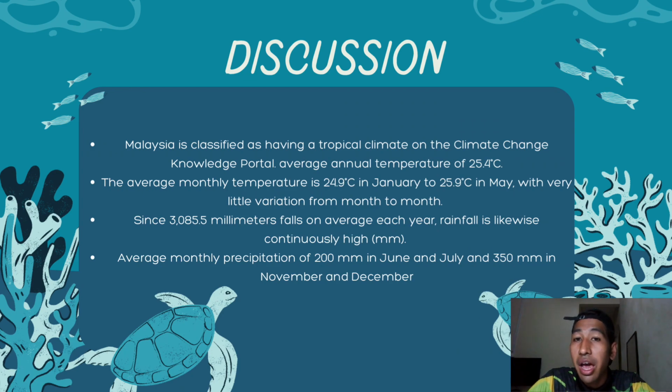Malaysia is classified as having a tropical climate on the Climate Change Knowledge Portal, with an average annual temperature of 25.4 Celsius. The average monthly precipitation is 200 millimeter in June and July and 350 millimeter in November and December. So the data offer important insights into the hydrological dynamics of the nation, providing data that is essential for disaster preparedness, environmental sustainability and management of water resources, given Malaysia's varied rainfall pattern which is impacted by monsoons and geographic variance.